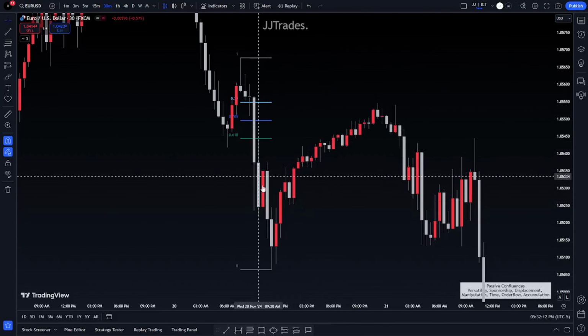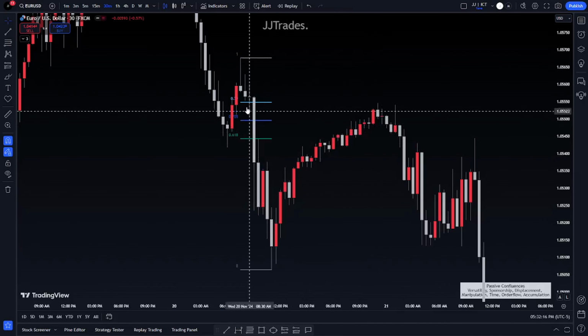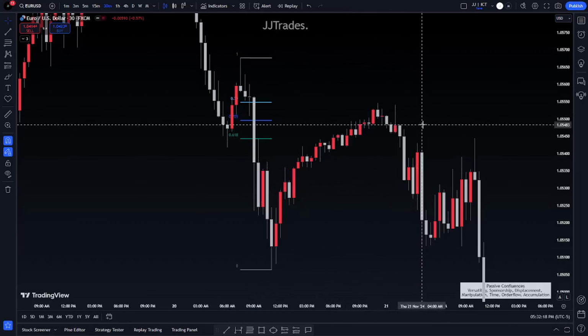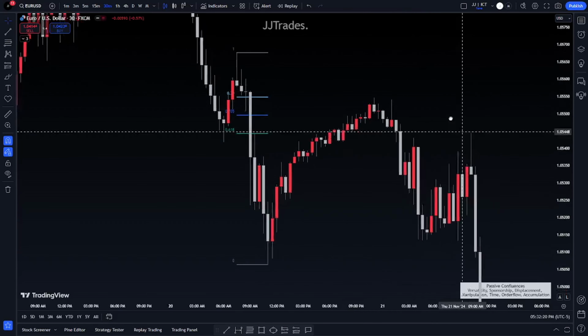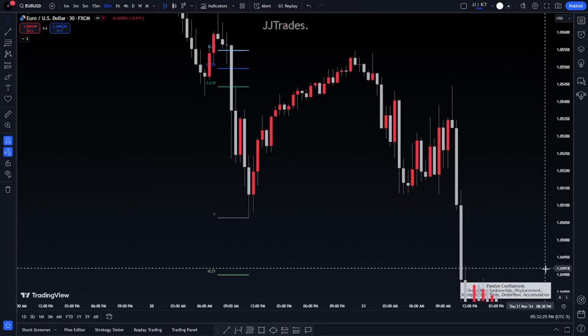Oh my God! Wait. I'm looking at price and it came up to that level and then it dropped. What the heck, JJ? What is this? What are you showing me? Huh? Ha, that's funny.